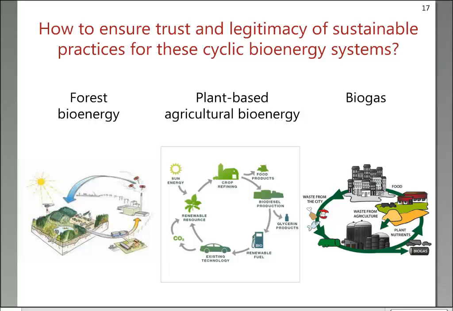So the question is now, how can we achieve or ensure trust and legitimacy of sustainable practices for these, as you could say, cyclic bioenergy systems? And we've chosen to separate between, you could say, three macro supply chains: forest bioenergy, plant-based agricultural bioenergy, and biogas.